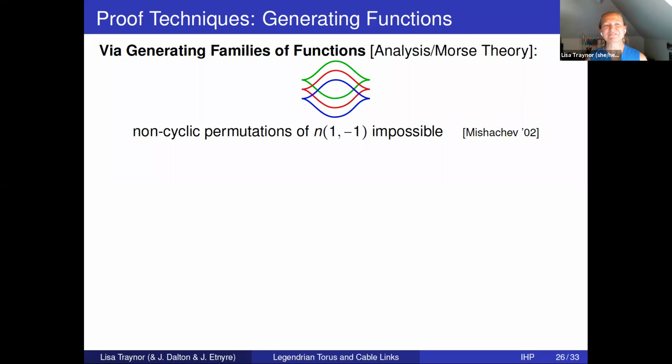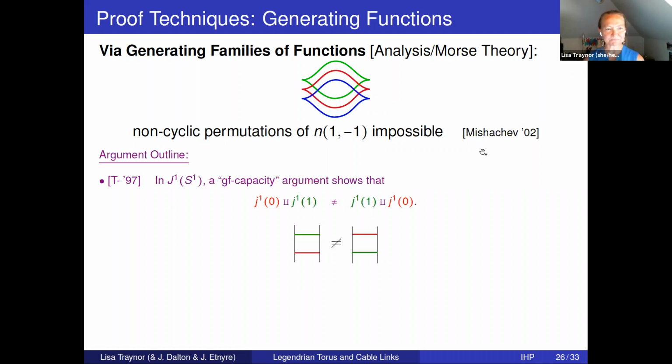Via the generating functions, which is really analysis and Morse theory, we can show that you cannot do non-cyclic permutations of the n copy. This was realized by Mishachev. And I just thought I'd give a little outline. This is more technical for those who understand the generating families.